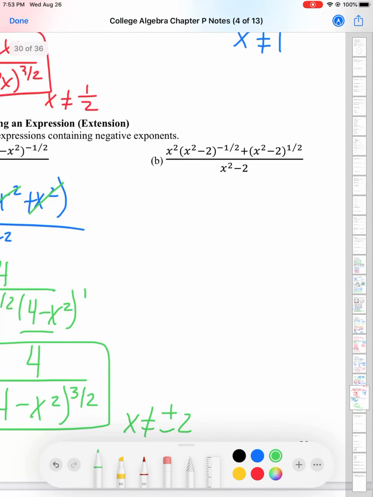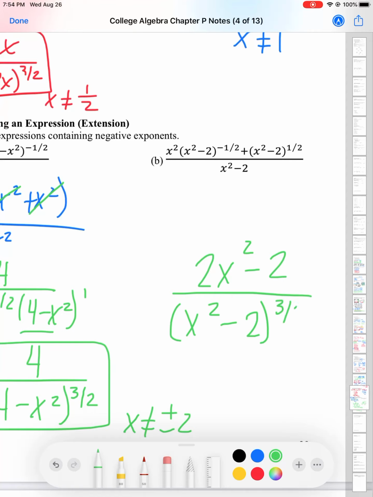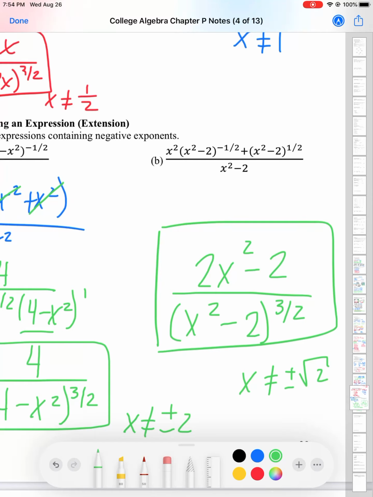So go ahead and try B. It works really almost the same. You end up getting 2x squared minus 2 over (x squared minus 2) to the 3/2. And x cannot be plus or minus the square root of 2.